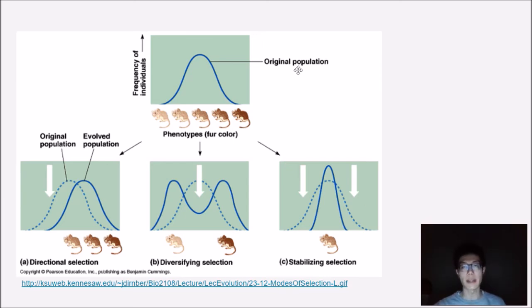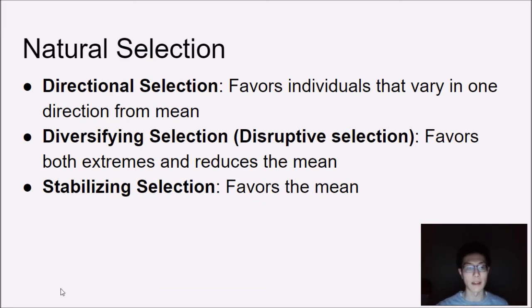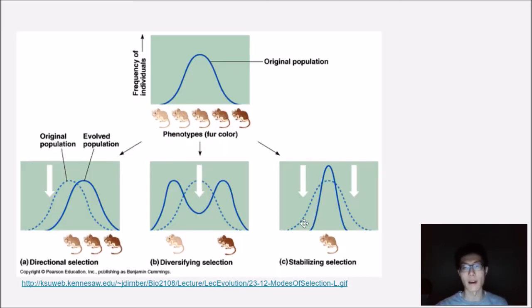The last one is stabilizing selection, and this one I think is pretty straightforward too. Again, stabilizing selection is favoring the mean, so you're basically selecting over time to increase the number of individuals that show the mean trait or the mean characteristic. So if you have a gradient over here, directional selection is going to be selecting for one extreme. Diversifying selection, aka disruptive selection, is going to be selecting for both extremes, and then stabilizing selection is going to be selecting for the mean.